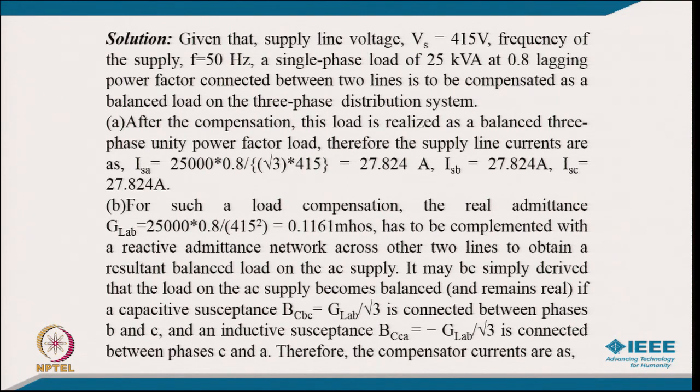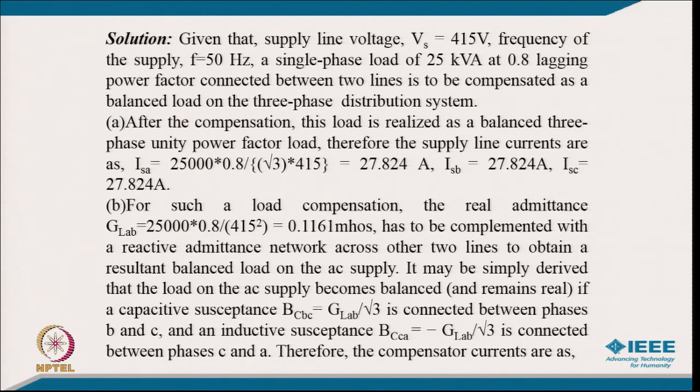Therefore, the line current ISA: we have to calculate the power. It is 25 kVA at 0.8 power factor, so the real power will be 25,000 into 0.8 divided by root 3 into 415. The current comes to 27.824 amperes, and this balanced current of unity power factor will flow in all the 3 phases. For such a load compensation, the real admittance we can find from the real power 25,000 into 0.8 divided by 415 square. It comes to 0.116 mho, which has to be complemented with a reactive admittance network across the two other lines to obtain the resultant balanced load on the supply.